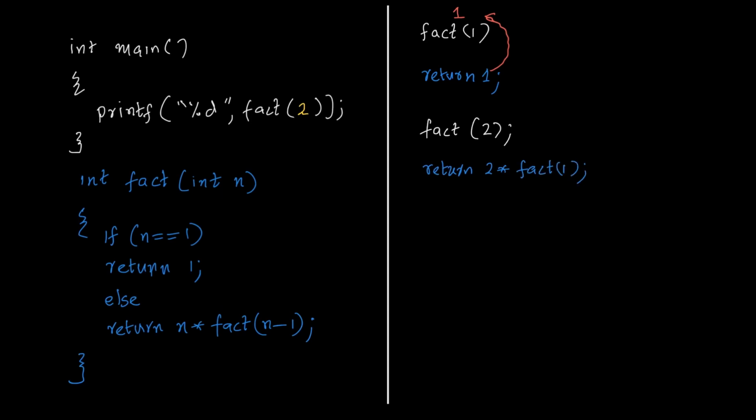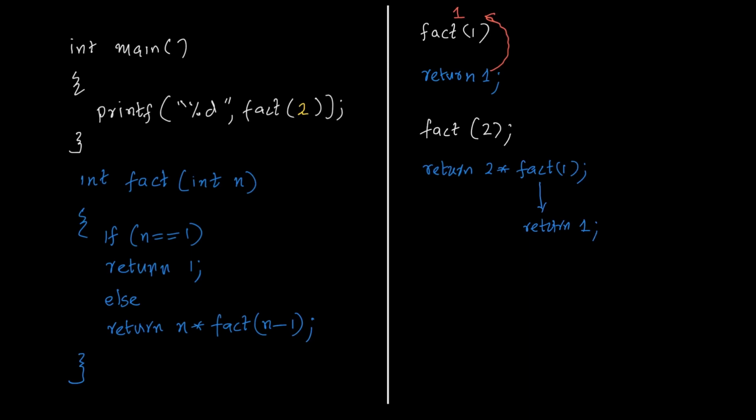So you see that the function again calls itself, so it calls fact 1, and when fact 1 is called, that 1 will be stored or copied to n. Again the condition is checked. If n equal to 1, it is 1 now, so it returns 1. So let me write that. So this function call will return 1.